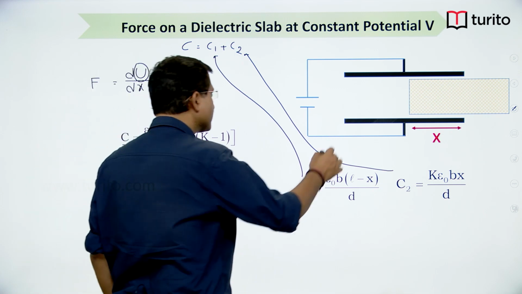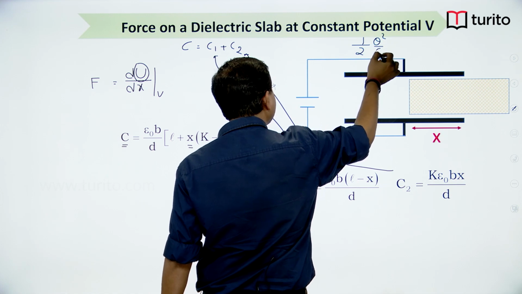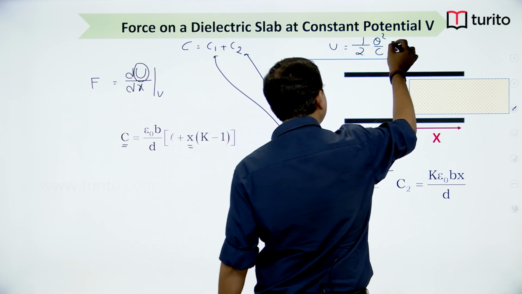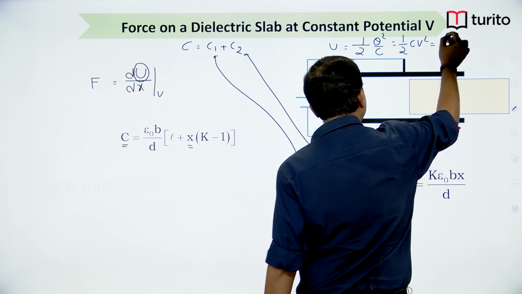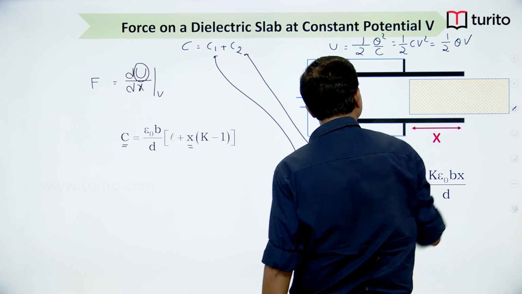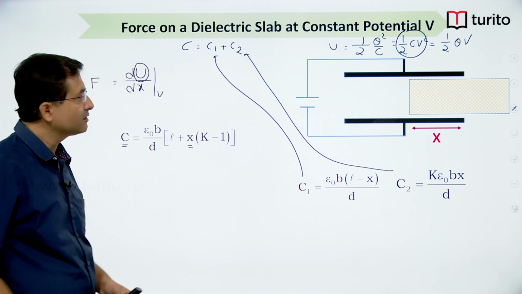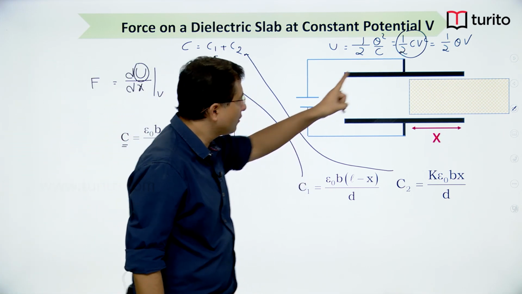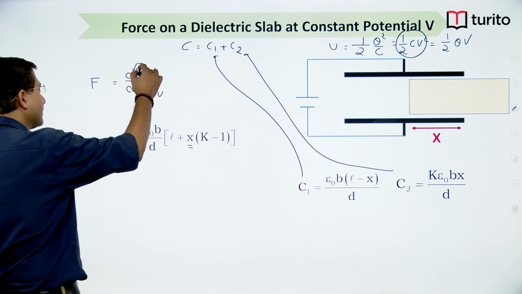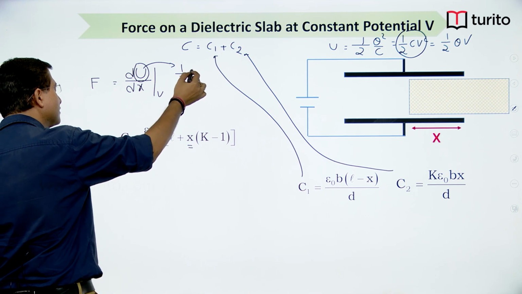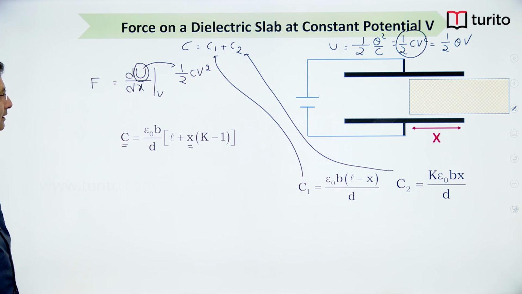So, out of 3 formulas, half Q square by C for energy, half CV square or half Q into V, I can apply this formula because potential is constant. It is easy to write. Capacitance I already have in form of x and potential is constant. So, here I am using half CV square, right.